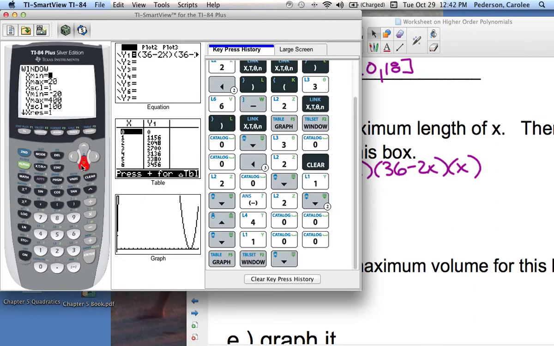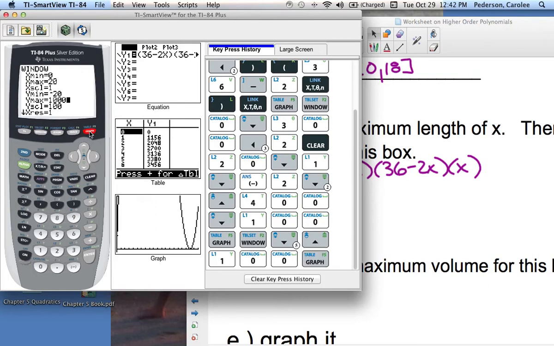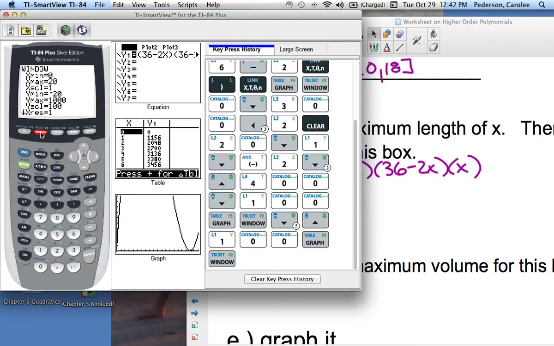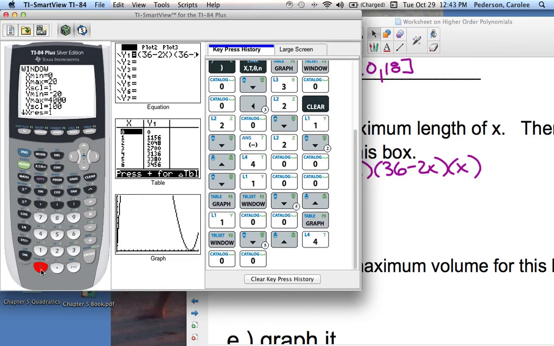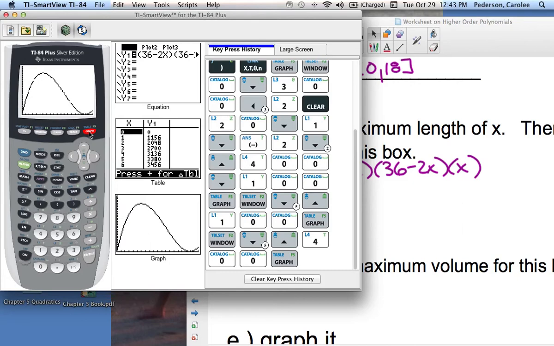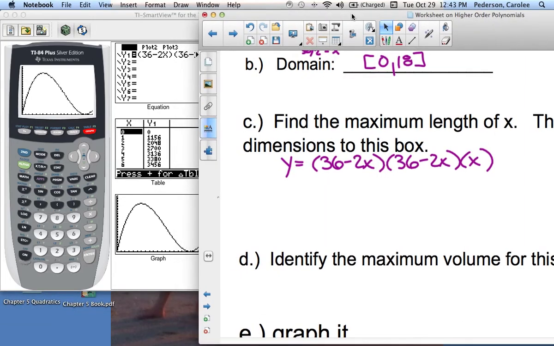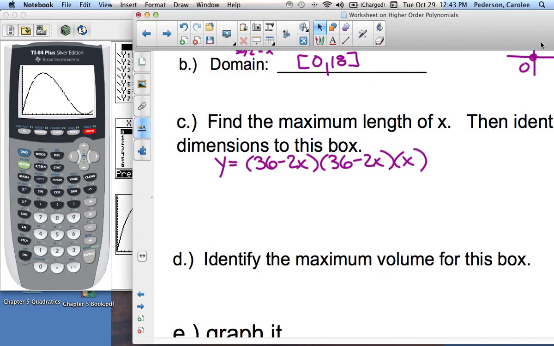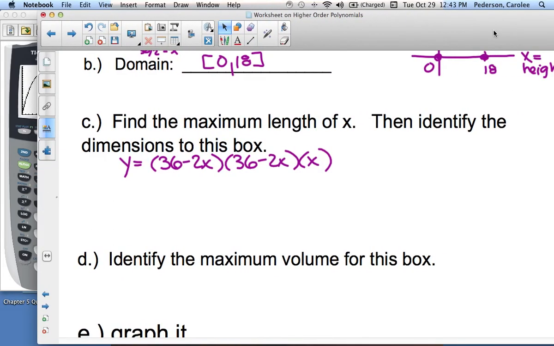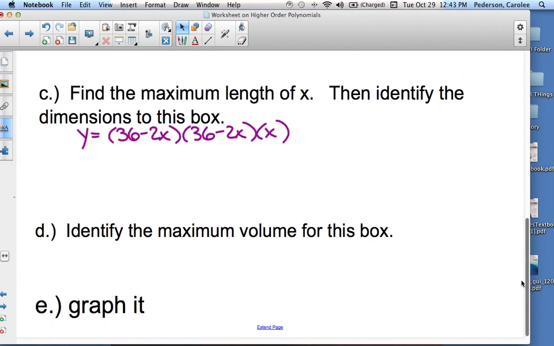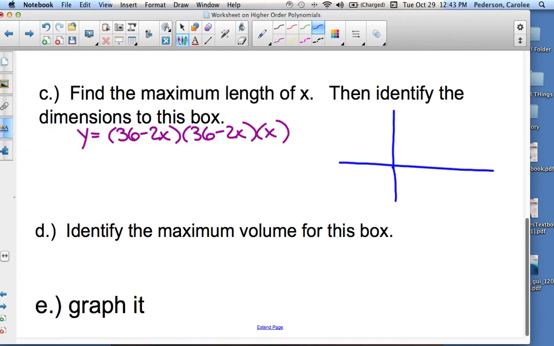So I can go back to my window, change my y maximum to maybe 1,000. Still not big enough. So go back to the y. Let's do 4,000. All right. Here's what our graph looks like. It's a snake, kind of coming up and going back. This is what the snake looks like.